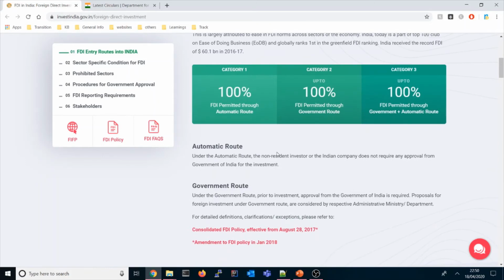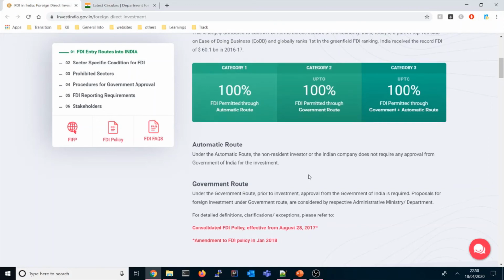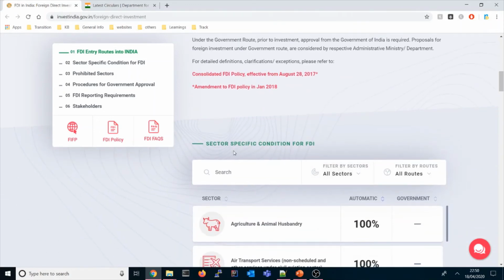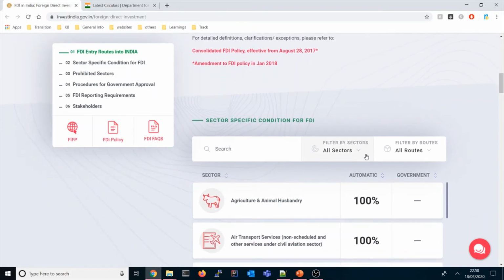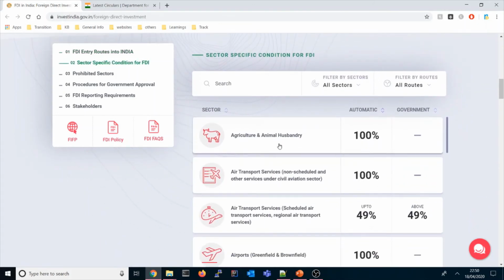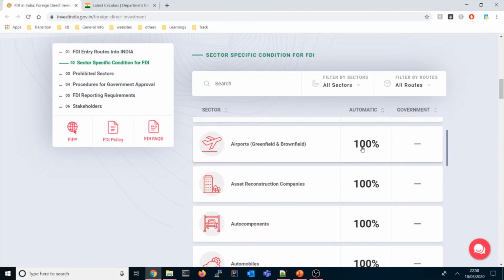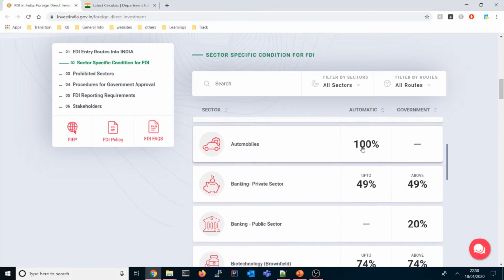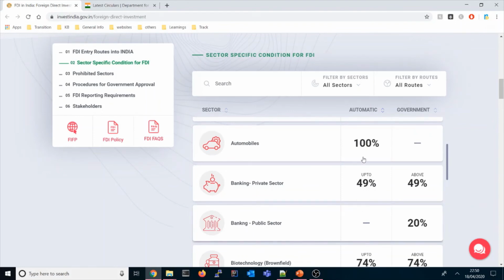This is more for those who want to invest in India. For the general purpose, whatever I told you, like the automatic route or government route, you can take a look here, and it's the same thing I told you. There's another section with sector-specific conditions for FDI. You can check all these sectors and filter by routes. For agriculture and animal husbandry, it's 100% automatic. For a few categories like banking or the public sector, there's no automatic route, only government approval, at 20%.